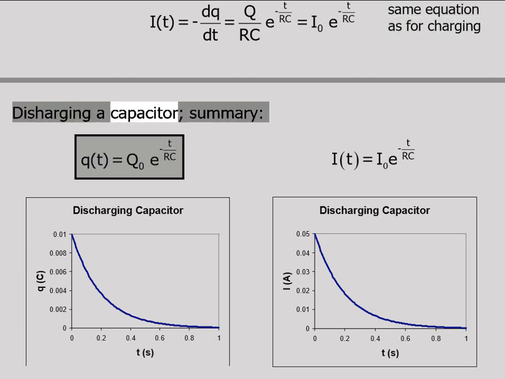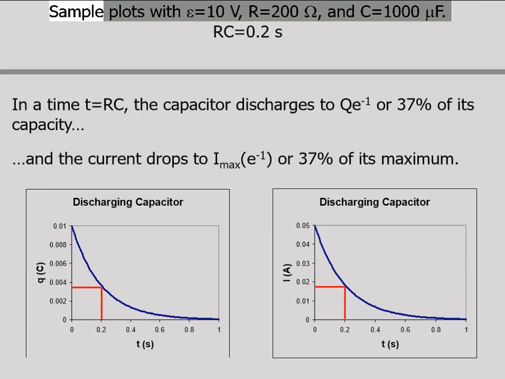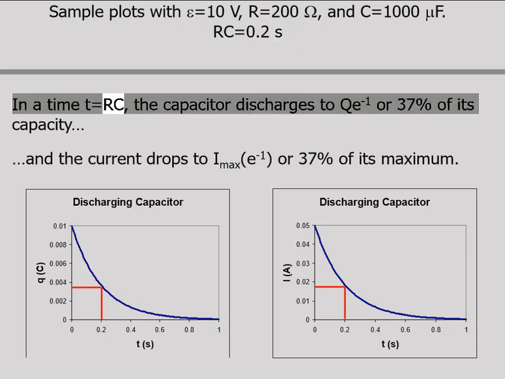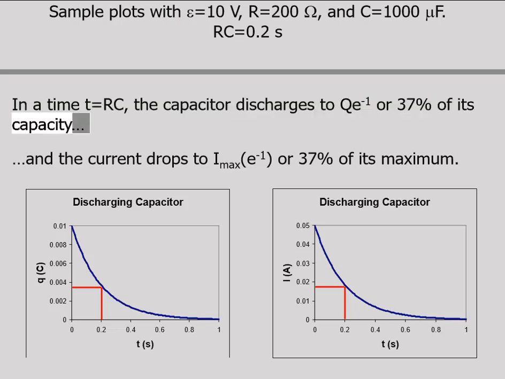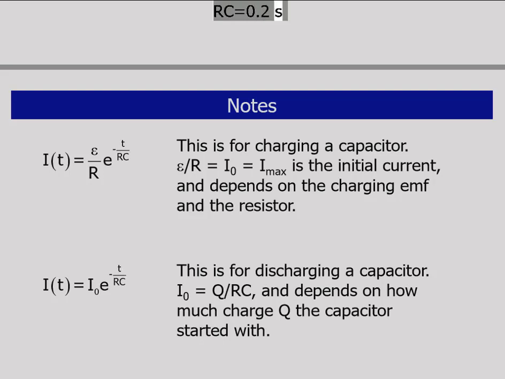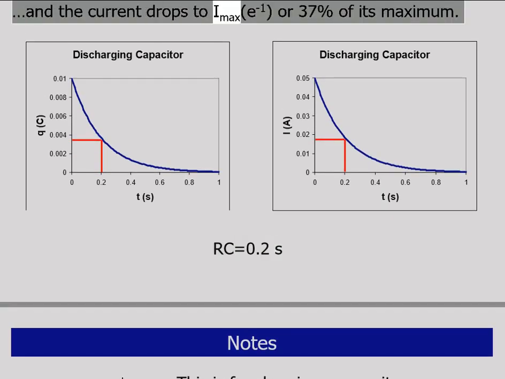Discharging a capacitor summary. Sample plots with ε = 10 V, R = 200 Ω, and C = 1000 F, so RC = 0.2 s. In a time t = RC, the capacitor discharges to Q0/e, or 37% of its capacity. At t = RC = 0.2 s, the current drops to I max/e, or 37% of its maximum.